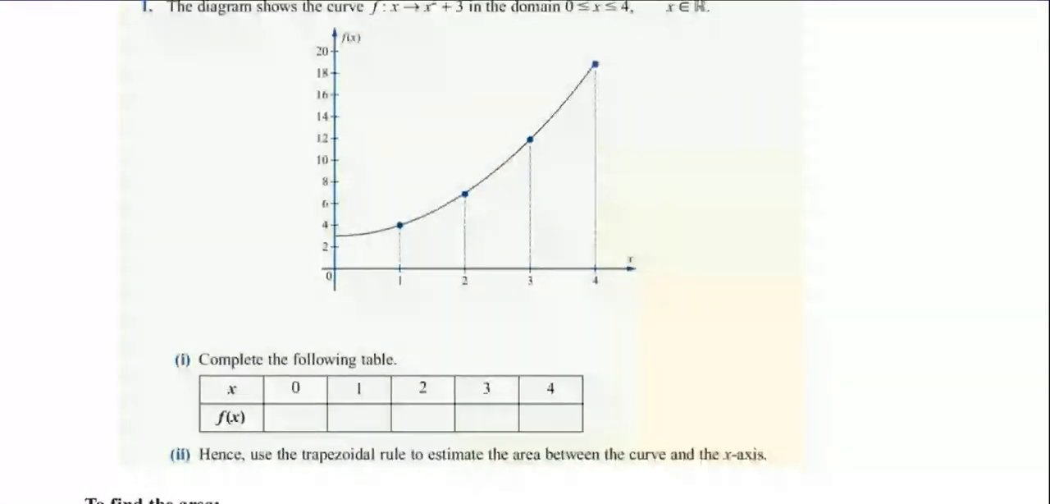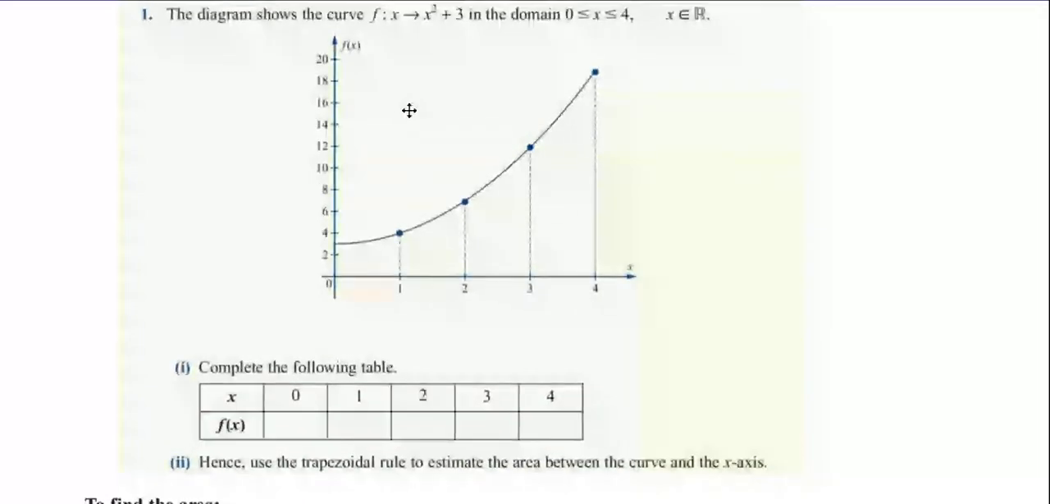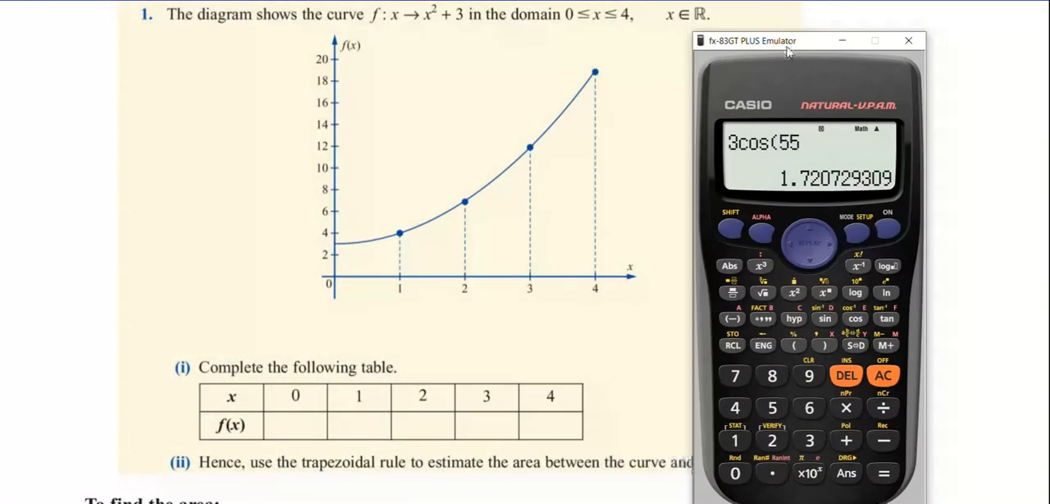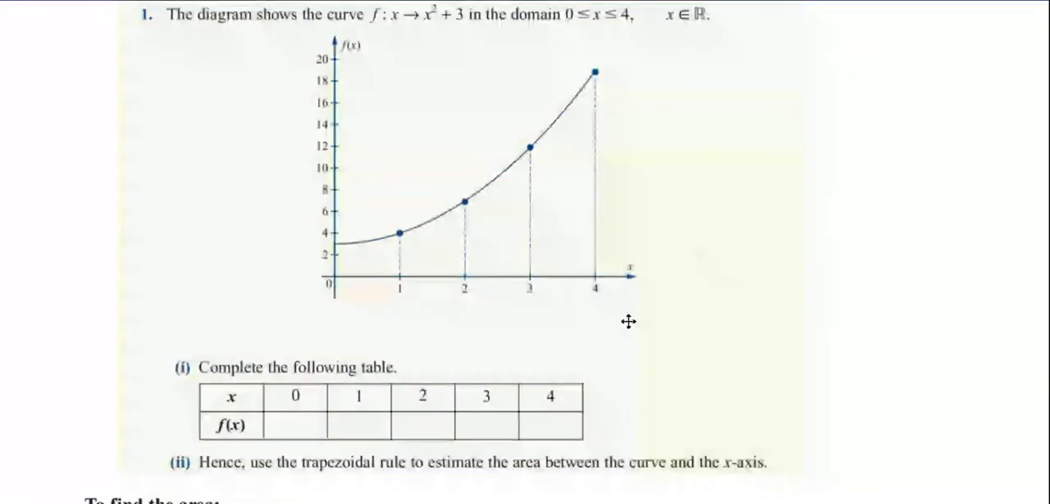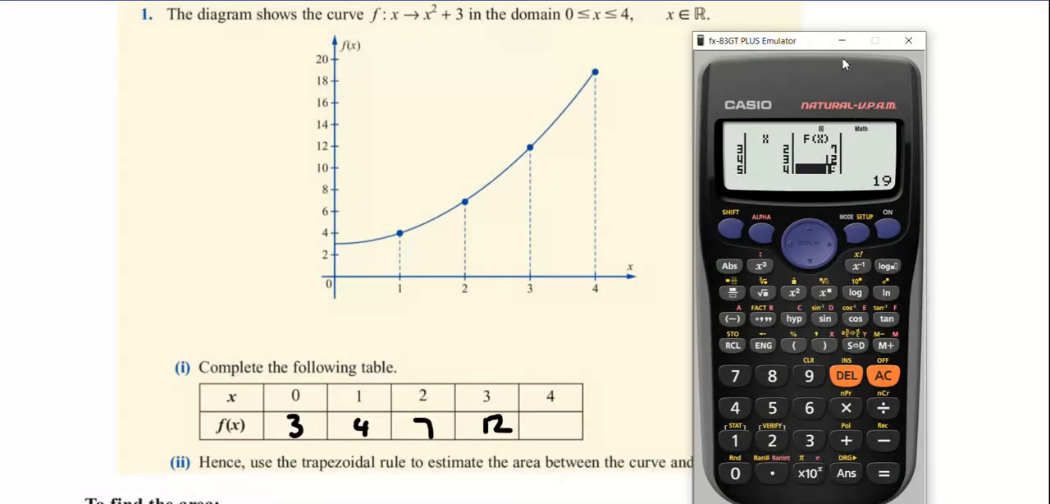So we have our diagram of our curve, and we're going to put it into our calculator. We're going to start at 0, end at 4. We get the f of x table: x squared plus 3, start at 0, end at 4, step of 1. You can see those points: 0, 3; 1, 4; 2, 7; 3, 12; and the fourth one is 4, 19.